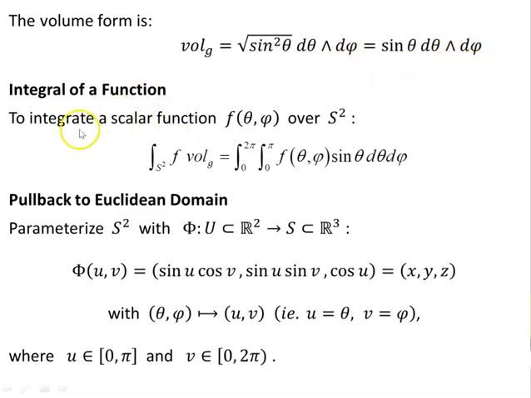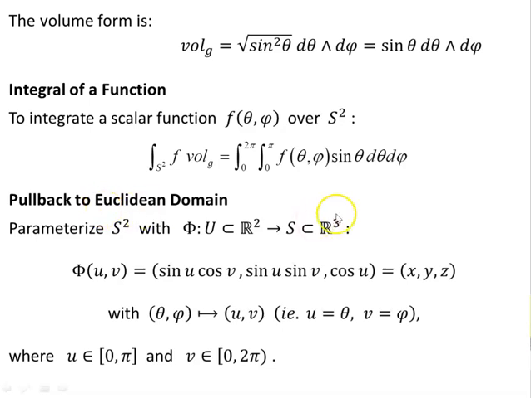So to integrate a scalar function f, which let's take as a function of theta and phi, the coordinates we're working with on M, over S2: the integral over S2 of f times the volume form under the metric G is then just this thing here, the integral of f of theta, phi, sine theta d theta d phi. All right, and theta from 0 to pi and phi from 0 to 2 pi.